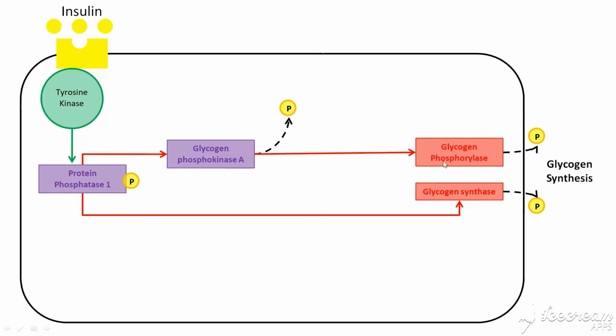So the net effect of insulin when it binds to its receptor is going to be the dephosphorylation of these two key enzymes. Now remember that we said that the dephosphorylation of glycogen synthase is going to lead to an increase in activity, and the dephosphorylation of glycogen phosphorylase is going to lead to a decrease in its activity. So the predominant enzymatic activity is going to be glycogen synthase, and glycogen synthase, of course, is going to promote glycogen synthesis.